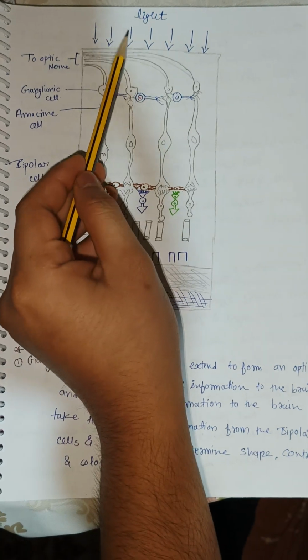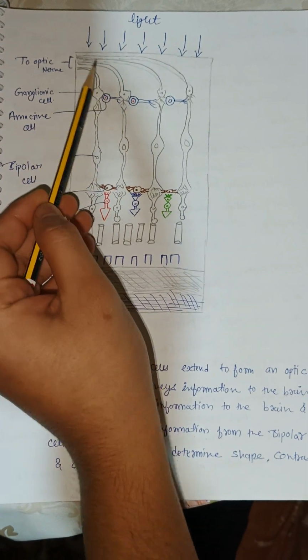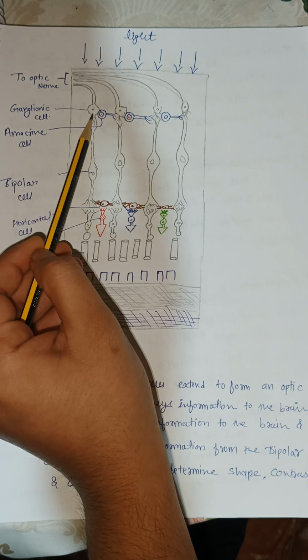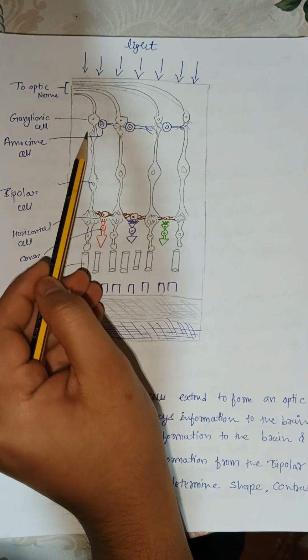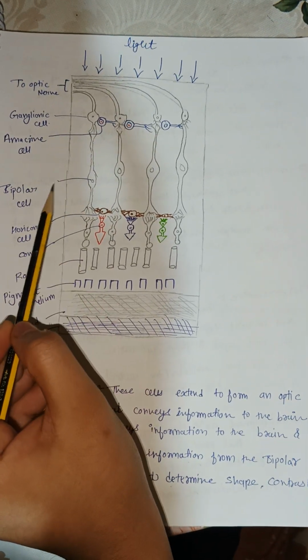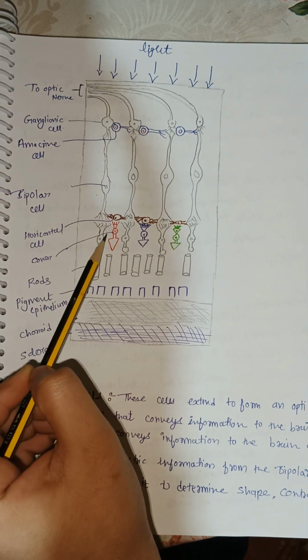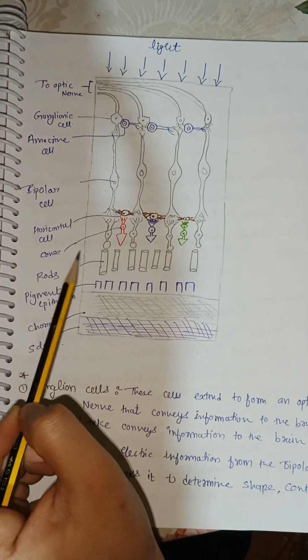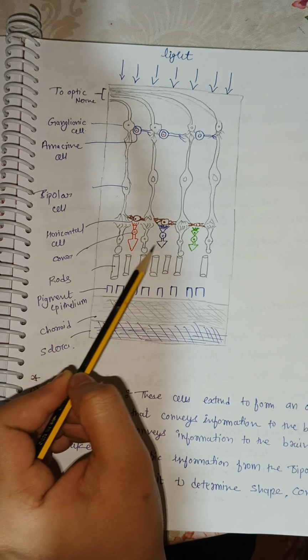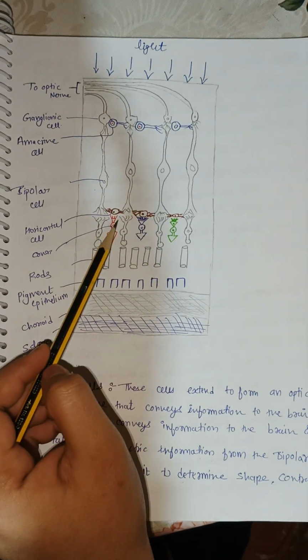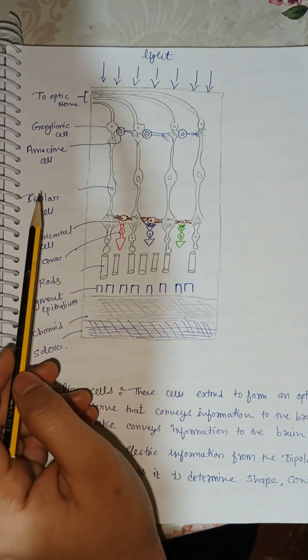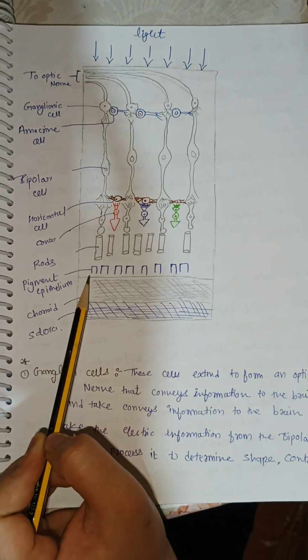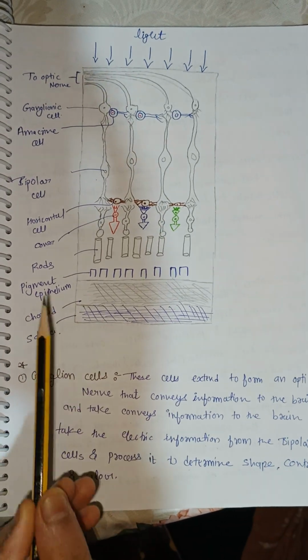First, the light comes in through the optic nerve, then the light goes to the ganglionic cell, then it goes to the amacrine cell, then to the bipolar cell, then to the horizontal cell, then the cones and rods, where the light and image is formed and how much light enters we can see. In the bipolar cells, here are the pigment epithelium, the choroid and the sclera.